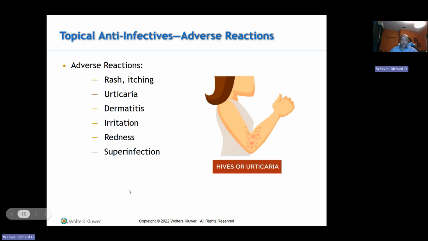And all of these, especially the urticaria, may indicate an allergic reaction to the medication. Now, prolonged use of topical antibiotic preparations may also result in superficial superinfections, the overgrowth of bacteria, in other words, and also the overgrowth of fungal microorganisms that are not affected by the anti-infective treatments that are being administered.